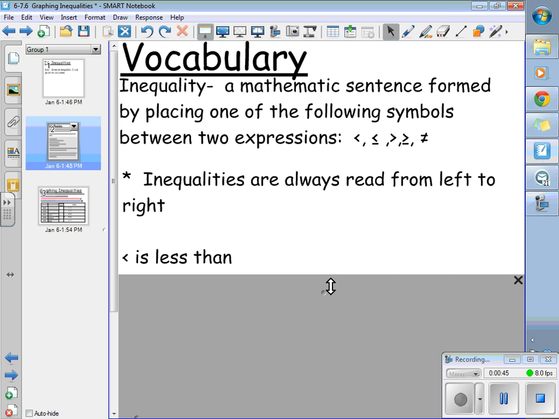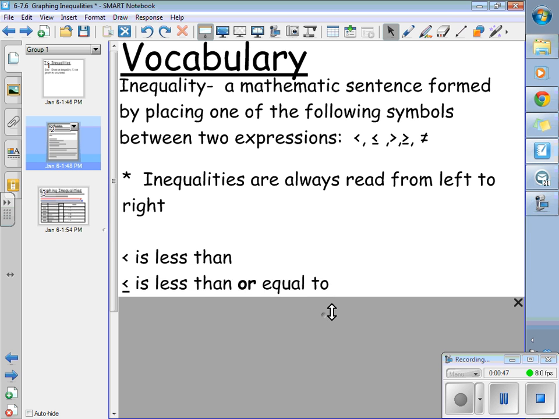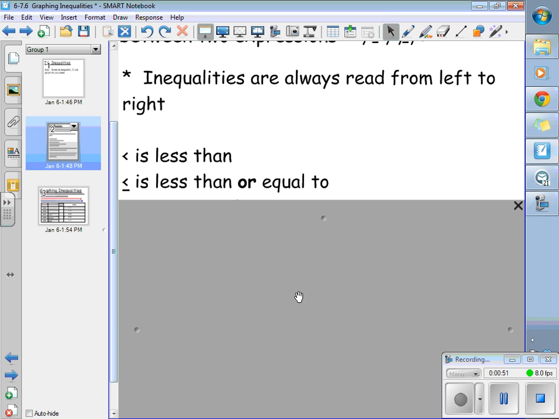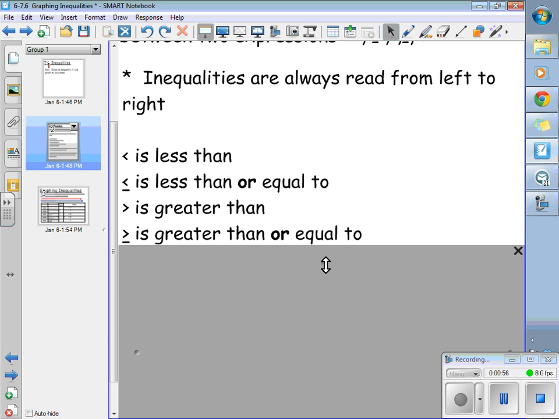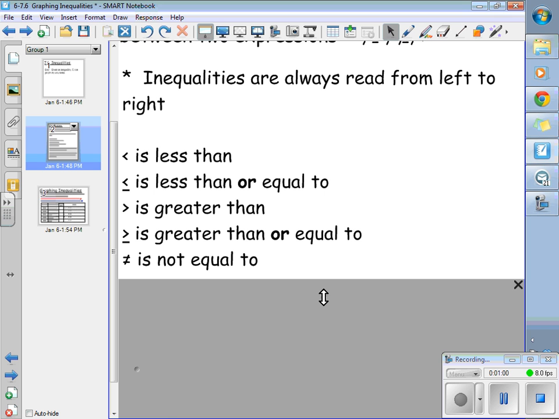So here we have less than, this is less than or equal to, is greater than or equal to, is not equal to.